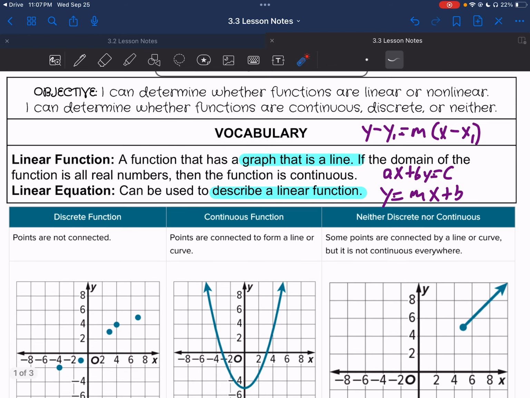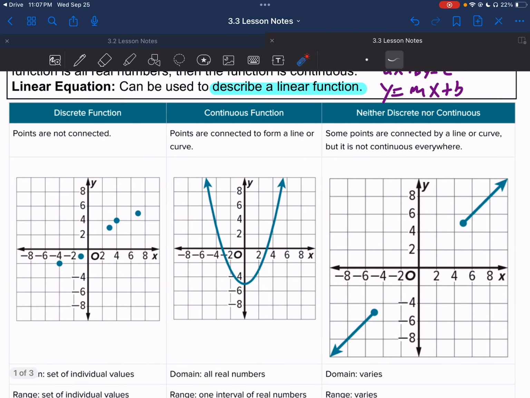Now we have some images here. In a discrete function, the points are not connected, and so we can see that they are just distinct dots all over the map. In a continuous function, points are connected and form a line or a curve. So they don't have to be straight, but all of these points are connected and they are forming a curve, which means that all numbers are represented, whereas in a discrete one, only specific values are represented.